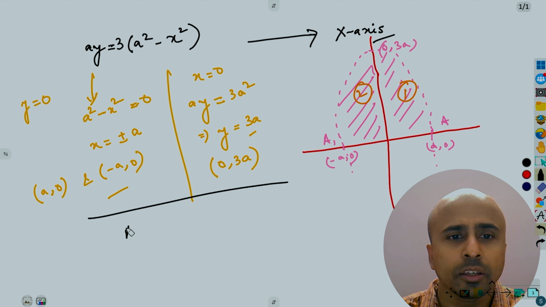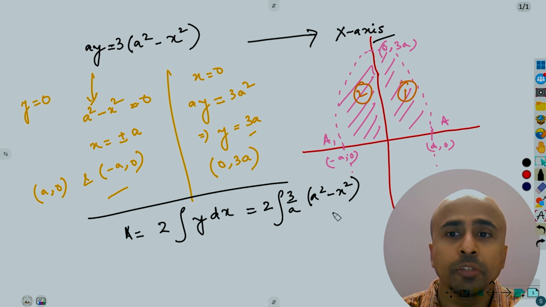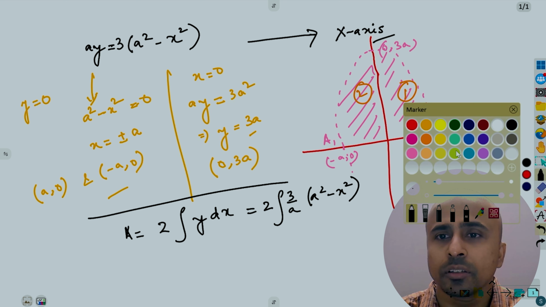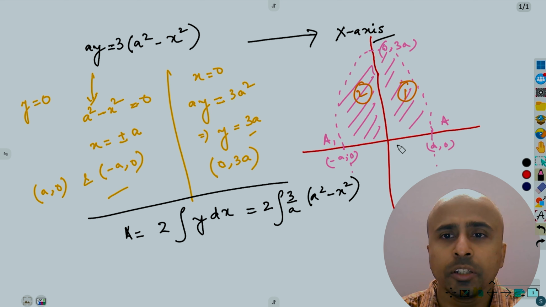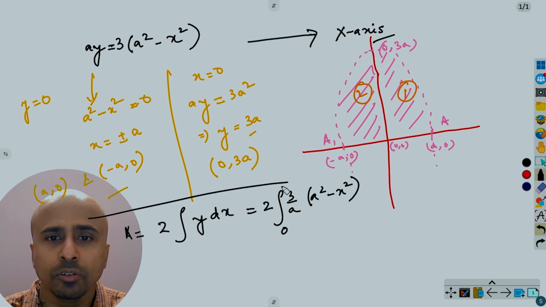So the area, I am writing as a whole, the total area is 2 times the integral of y dx. We know y is 3 by a times (a square minus x square), and since we are only dealing with the first quadrant, the lower limit is 0 and the upper limit is a. Okay, so from 0 to a. Let me erase this line a bit here, otherwise it will be confusing.